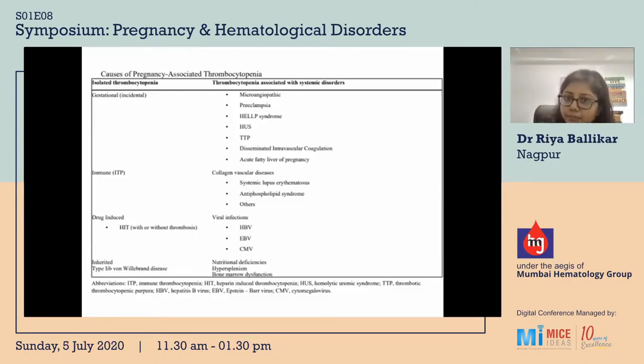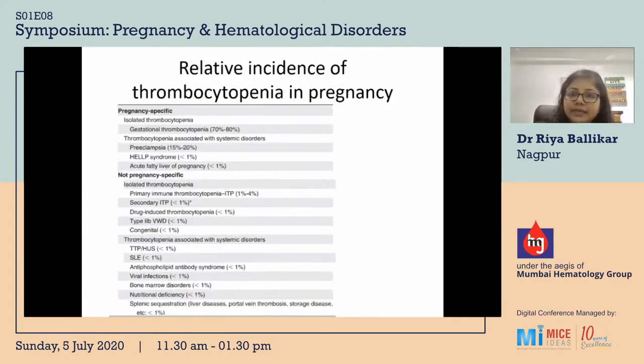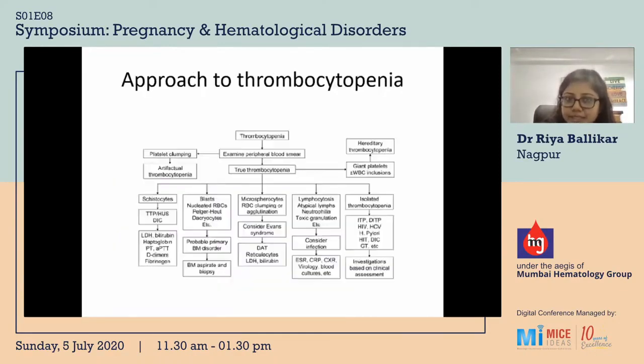But it is very important to keep these in mind, especially when a patient is not very well and has other problems apart from thrombocytopenia. These conditions should be ruled out, because delay in diagnosis can cost the pregnant lady her life. Now, when we look at the relative incidences of thrombocytopenias in pregnancy, maximum is gestational. ITP is attributed in 1 to 5% of the cases with thrombocytopenia.